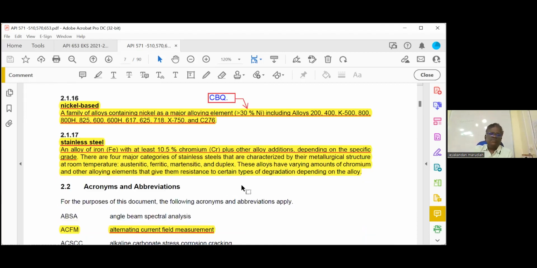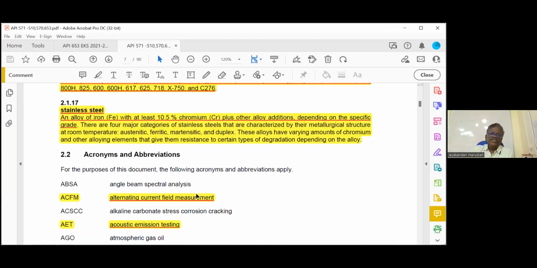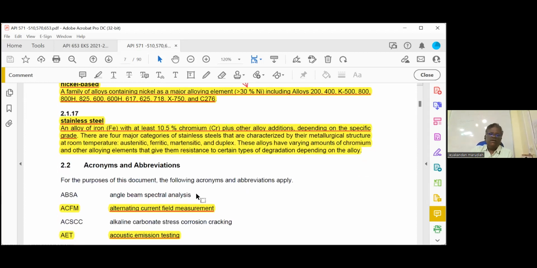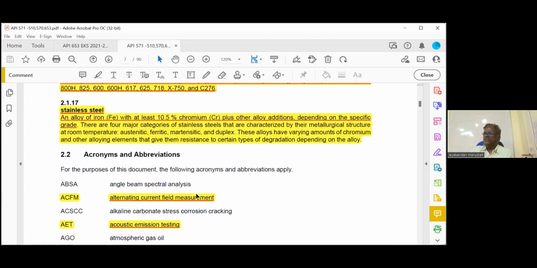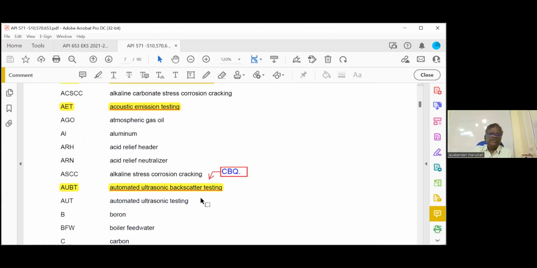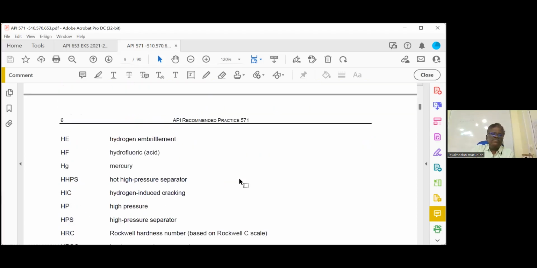Now, know some abbreviations. What is ACFM? Yeah, highlight this one. See, ACFM is alternating current field measurement. Then just to highlight, what is AET? Acoustic emission testing. Then what is AUBT? Automated ultrasonic backscatter testing. It is actually not important for tanks, it was asked in the Python exam. Because Python, AUBT, automated ultrasonic backscatter.